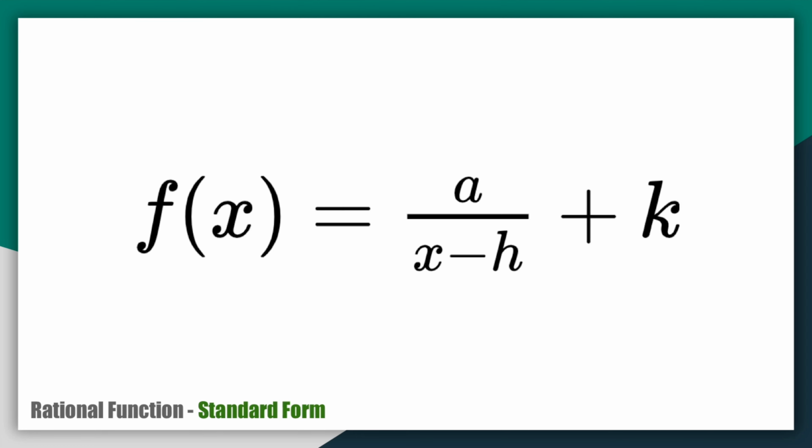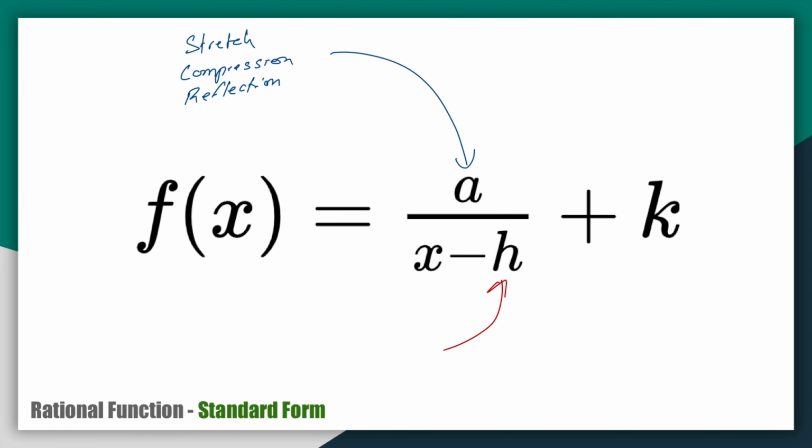Now we're really diving into it. So this is the standard form of our rational function: f of x is equal to a divided by x minus h, plus k. And we get the same exact behavior that we always get here. So a is going to deal with our stretch, our compression, and our reflection, just like normal.